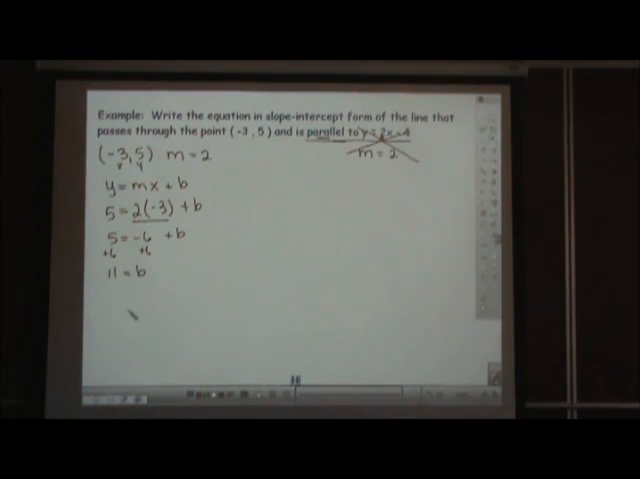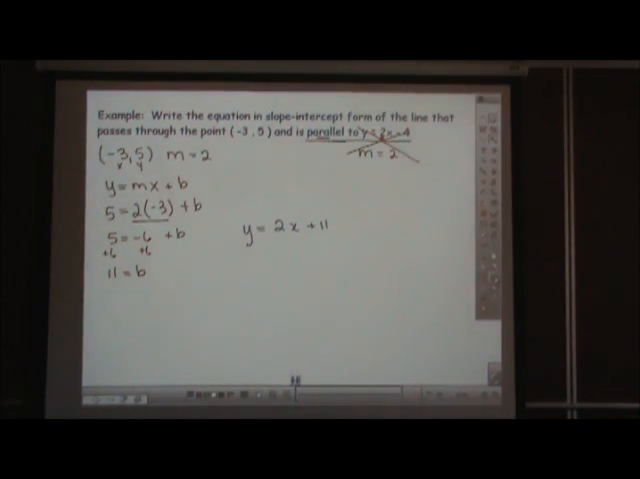So the equation of the line we're looking for is y equals 2x, because we want to use the same slope, and then our b was 11. Notice on the first equation it was y equals 2x minus 4. This one is y equals 2x plus 11. The only thing different is the number out here. Everything else looks the same.